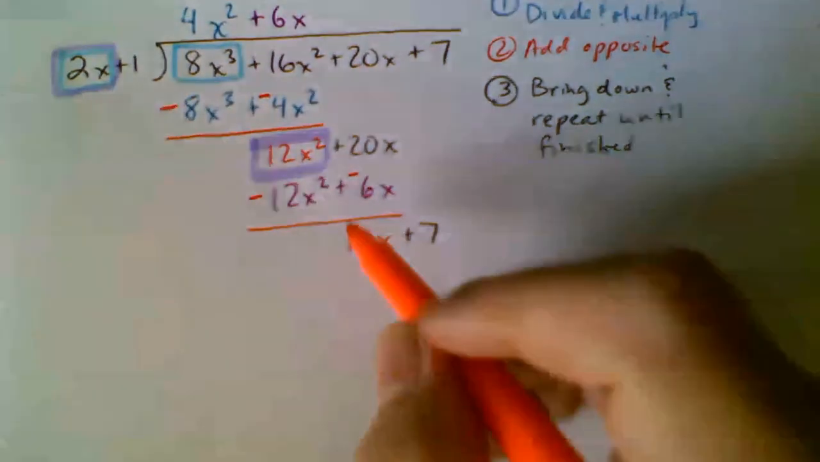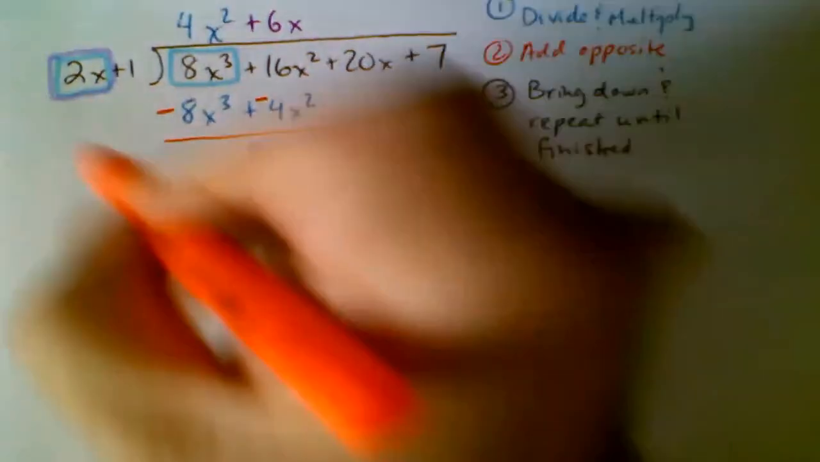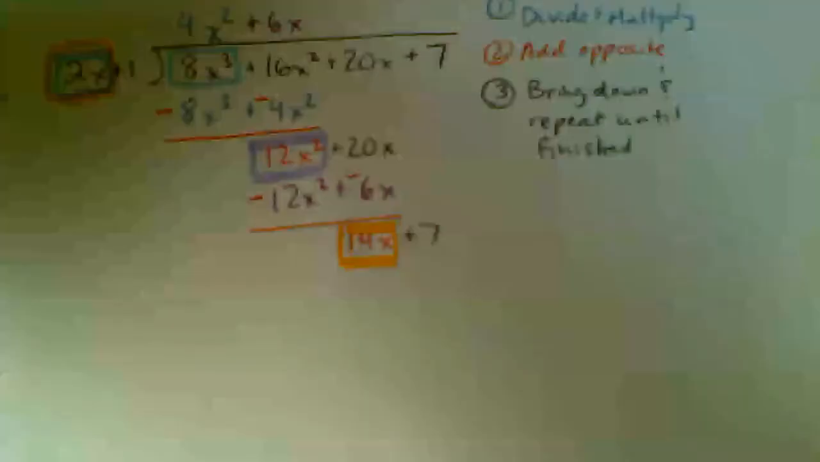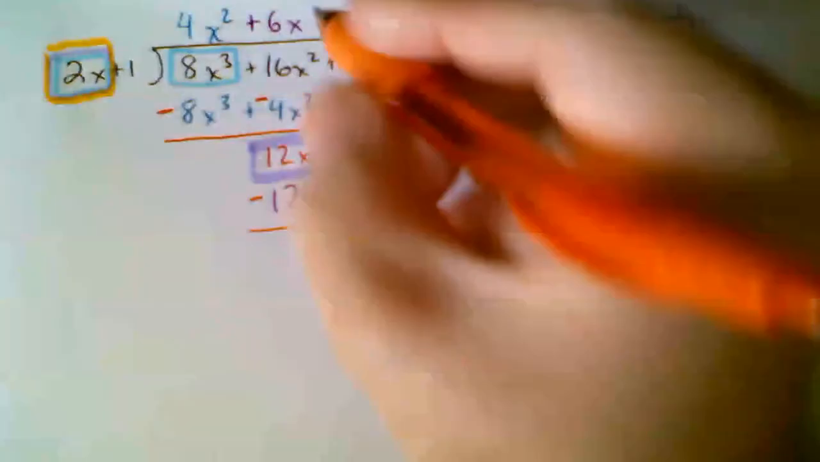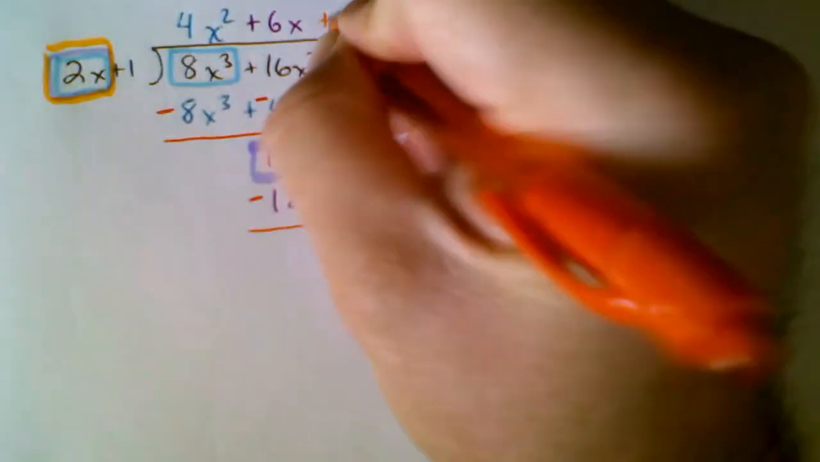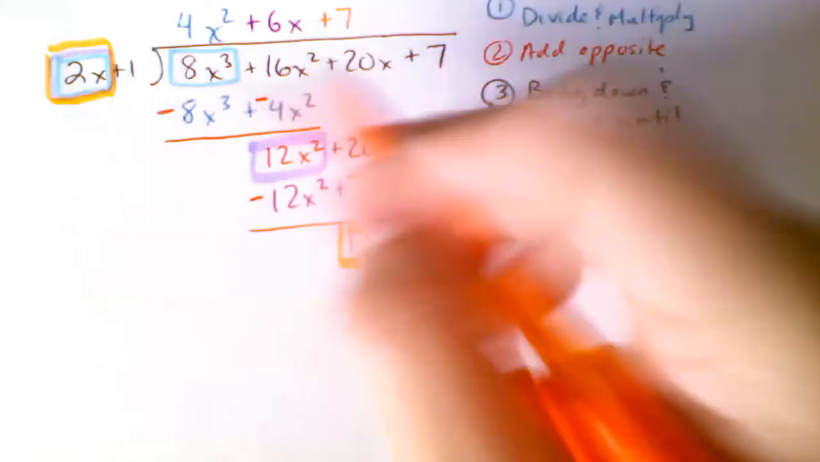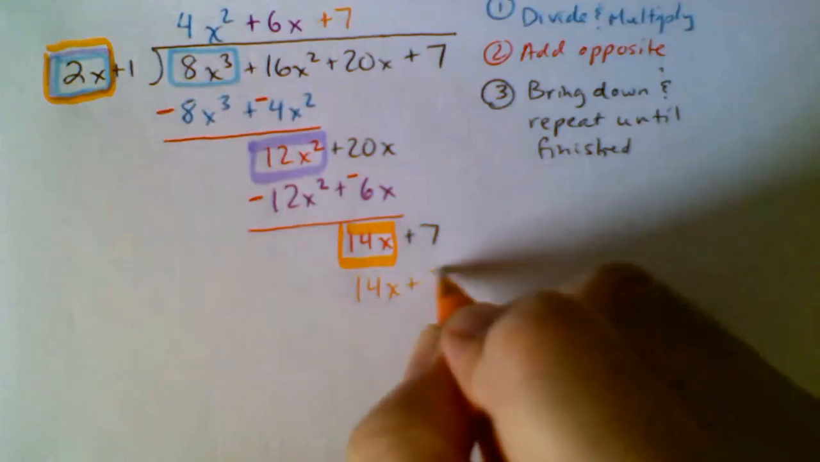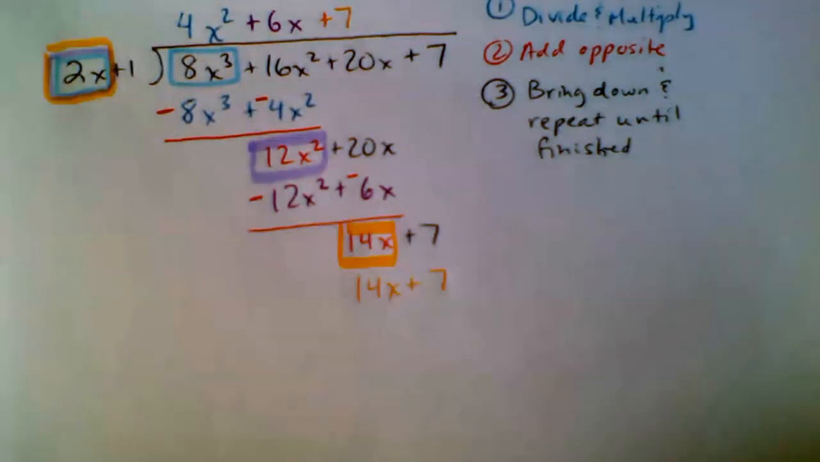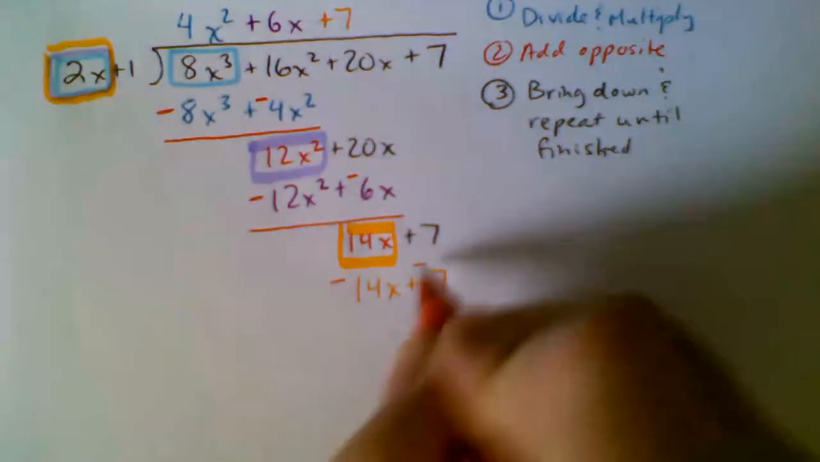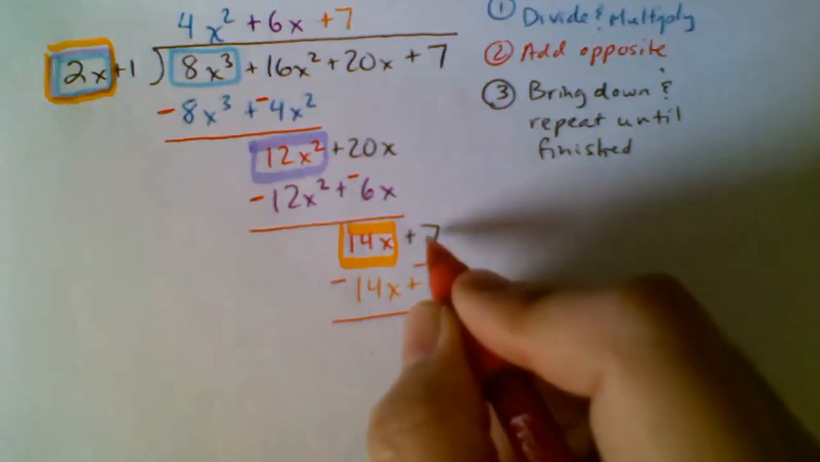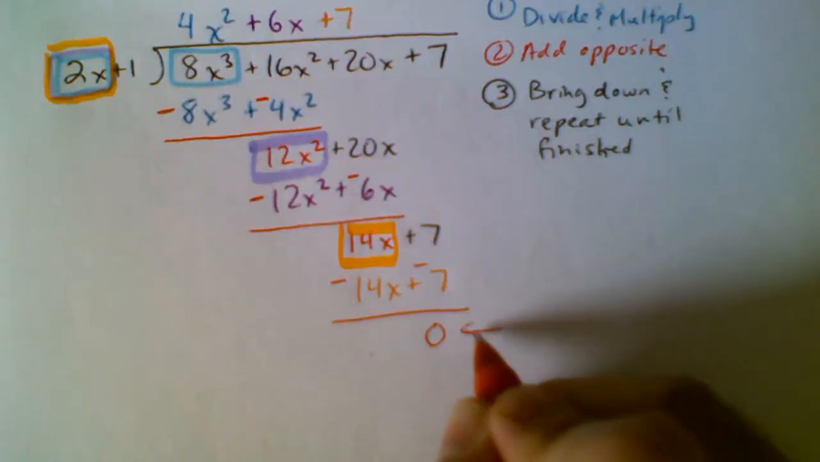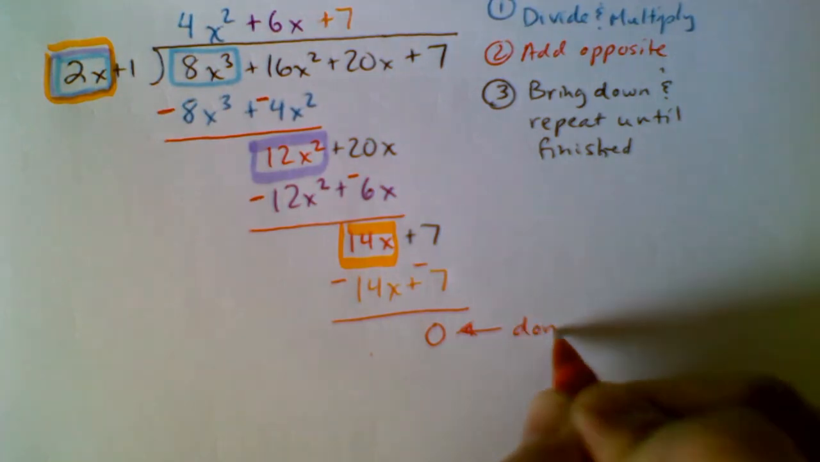And so now we're looking at the 14x and the 2x. So what times 2 is 14? Well, positive 7. So positive 7 times 2x is 14x. Positive 7 times 1 is 7. And then add the opposite. This plus this is 0. This plus this is also 0. So that tells us that we're done.